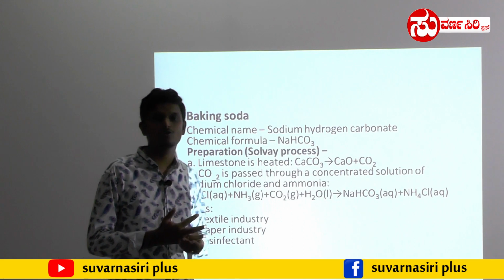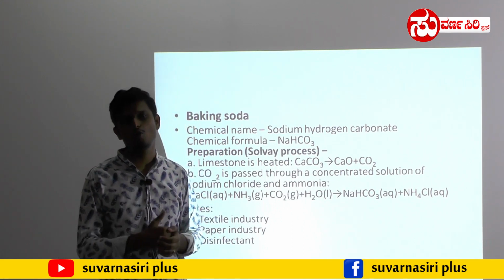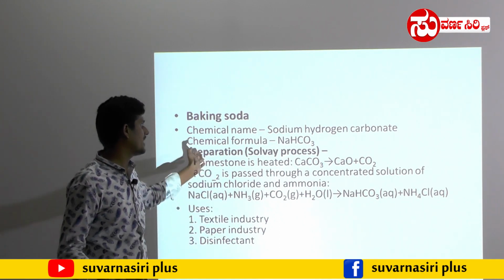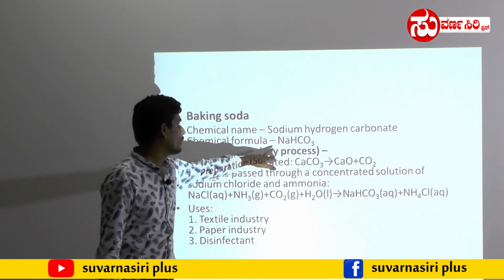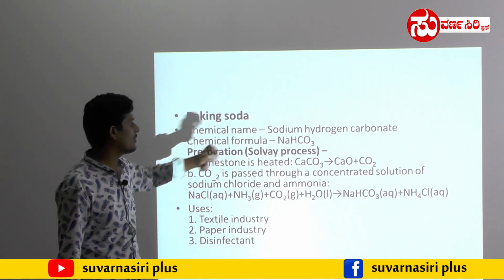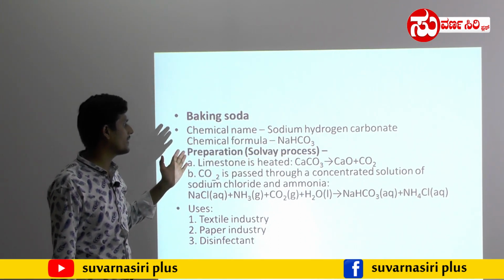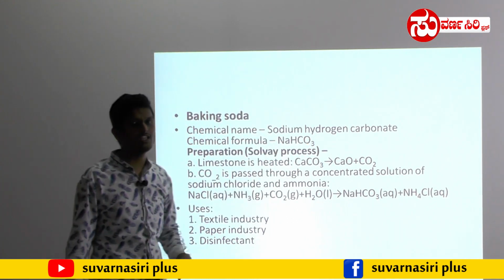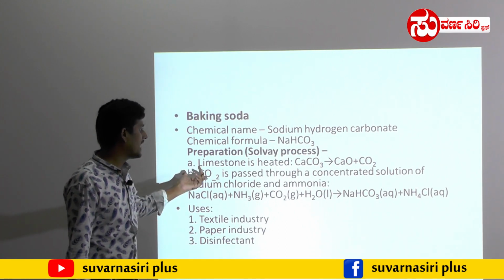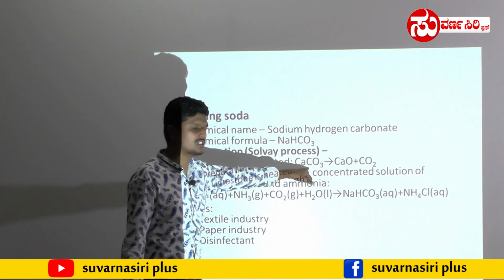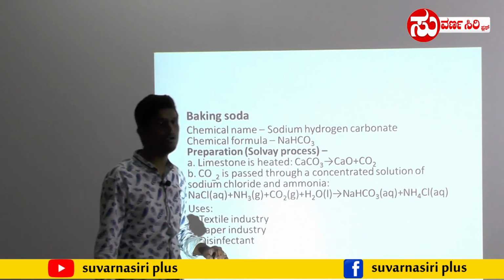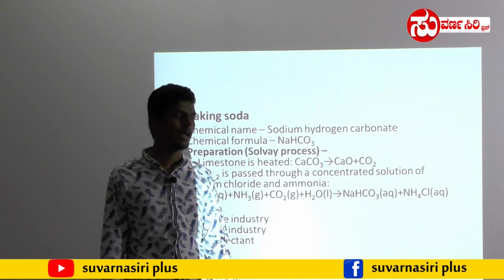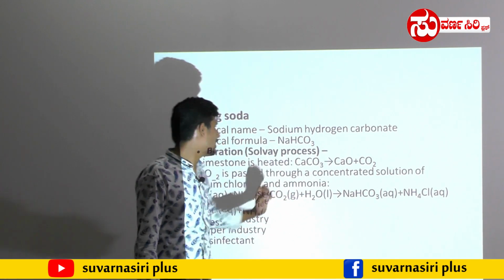Baking soda is also used for domestic purposes, in our homes and bakeries. Baking soda is prepared by the Solvay process. The chemical name of baking soda is sodium hydrogen carbonate, or sodium bicarbonate, NaHCO3. If I heat limestone, CaCO3, it forms quick lime, that is nothing but calcium oxide. The other name of calcium oxide is quick lime. Along with that, it releases carbon dioxide.